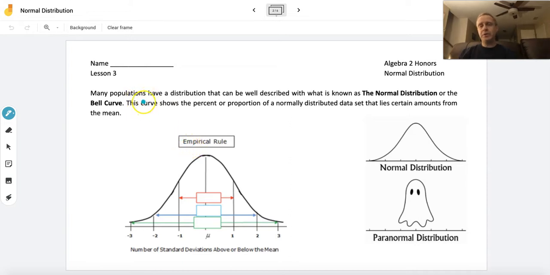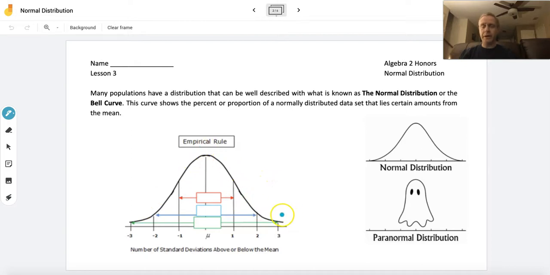We have talked about different populations that, for whatever reason, people want to examine and collect data about. Sometimes the way that data is distributed can be described by what we refer to as a normal distribution, or sometimes a bell curve. And so this curve right here shows exactly how that all fits out.